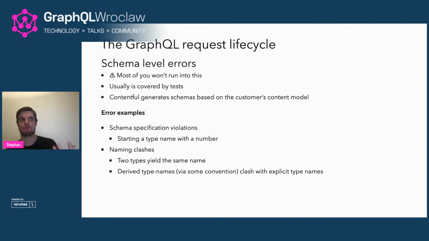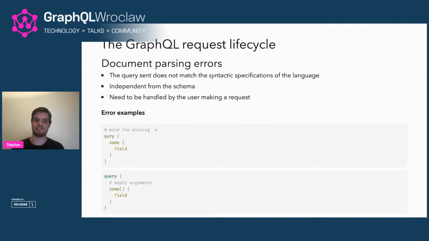These are prior to the execution, but after you have actually received the message. So let's go one step further: document parsing errors. What is a document? A document is what GraphQL uses to evaluate your query. You send it a string, and the string gets parsed into a document. That means you're tokenizing everything and trying to make sense of it syntactically. GraphQL has a specification of the language, and if you don't match its syntax, there will be failures.